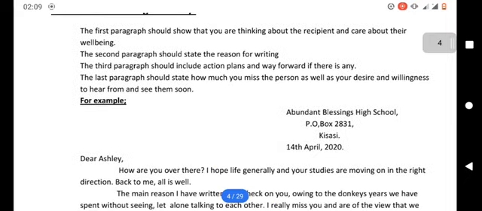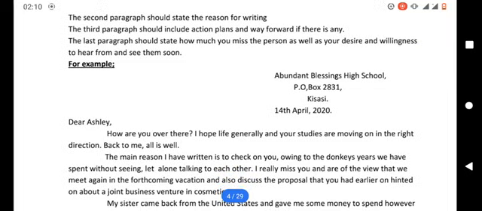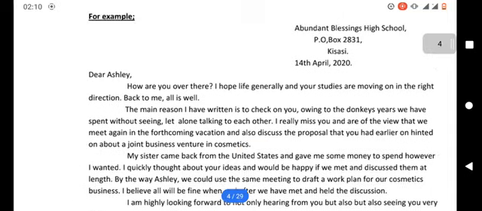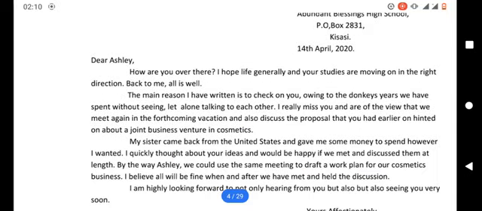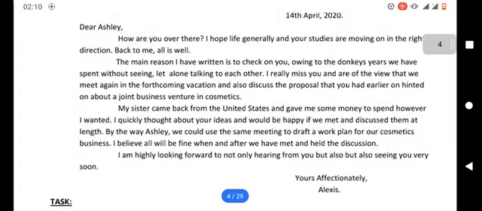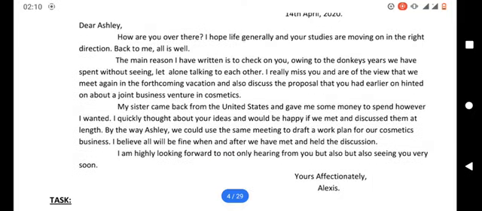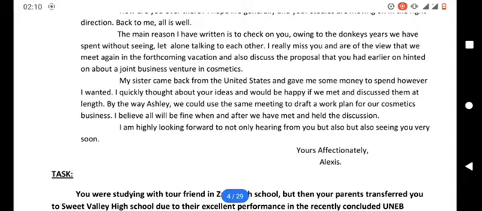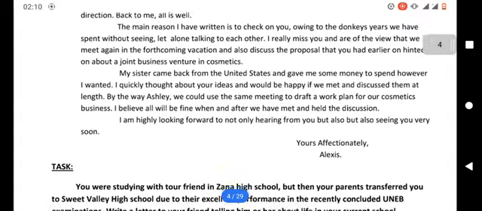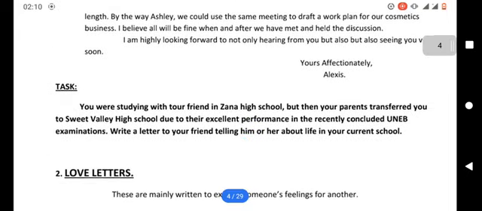The second paragraph should state the reason for writing. The third paragraph should include action plans and way forward if there is any. The last paragraph should state how much you miss the person as well as your desire and willingness to hear from that person. That's why we said in the first paragraph we asked about how the person is, and then we let the person know about our situation. In the second paragraph we stated our reason for writing the letter, like the main reason I have written this letter is to check on you owing to the long time. Then another paragraph telling more about yourself because you have taken long without seeing the person.